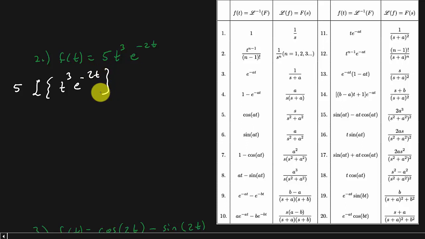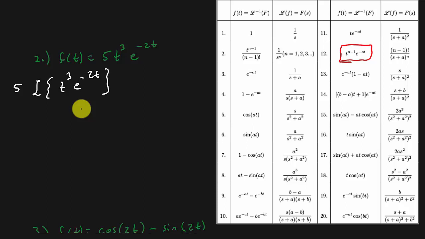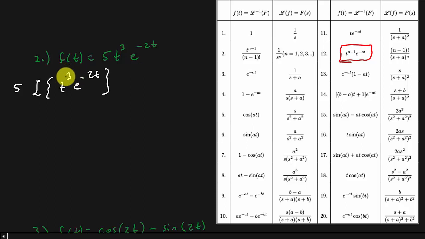Now, let's look and see which one this matches. Okay. So if we look through the table, do you see that it looks like this one? See, we've got t to a power and e to the negative at. Okay. All right. So we've got n minus 1 factorial. And in this problem, what is n? Okay. Now notice we have t cubed, but that exponent is n minus 1.